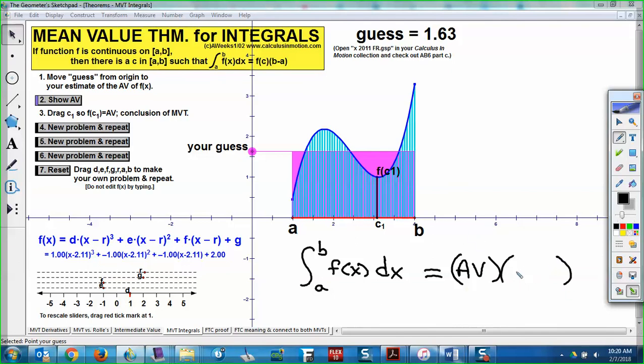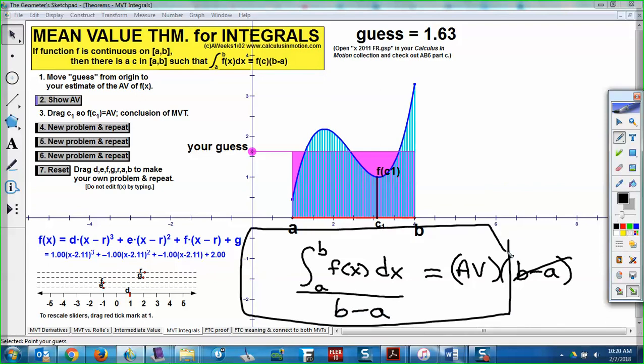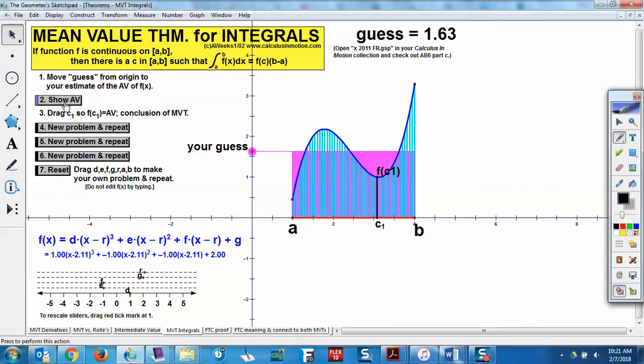What would be the width of the rectangle? B minus A. Right? Just take B, subtract A. Now, to get our average value, all we need to do is divide both sides by B minus A, and that should give us the average value. In other words, if the blue area is equal to the purple area, we find the blue area, divide by the width, and that gives us the height, which is our average value. Now, let's see how good we were.